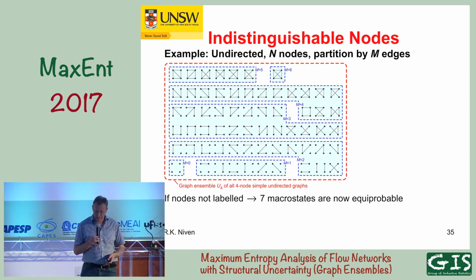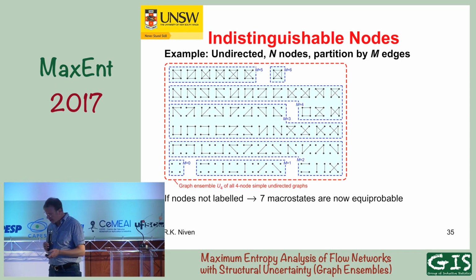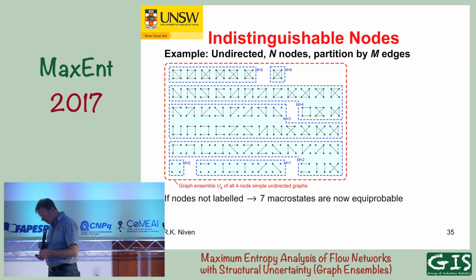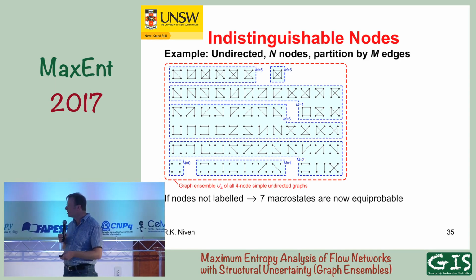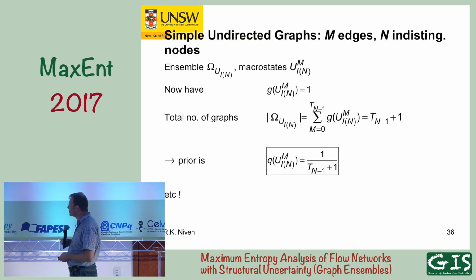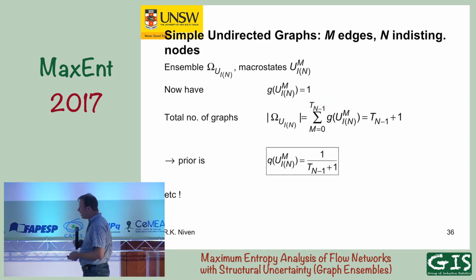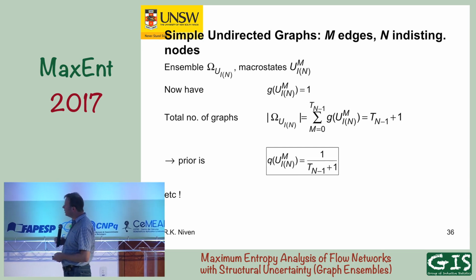We can also consider indistinguishable nodes. So going back to this example, if the nodes are not labelled, then each of these macrostates becomes equally probable, because there's no way to distinguish between them. And so you have now a degeneracy of 1, and all you have to do is count how many macrostates there are, and there's your prior.